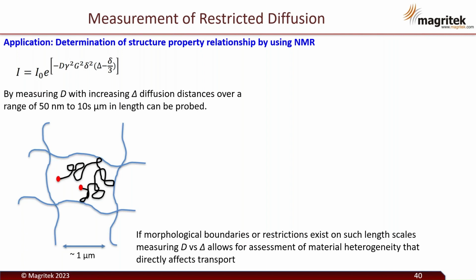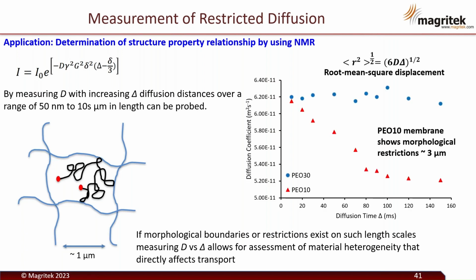So if you then plot the diffusion coefficient obtained as a function of the diffusion time, you can start to assess the material heterogeneity that will directly affect transport. And how this is done in practice: let's say we have two different porous membranes of PEO that change in the weight percent of PEO. Shown in blue is a much larger PEO weight percent of about 30, 30 weight percent being the PEO component of this copolymer, while the red corresponds to PEO at 10 weight percent.